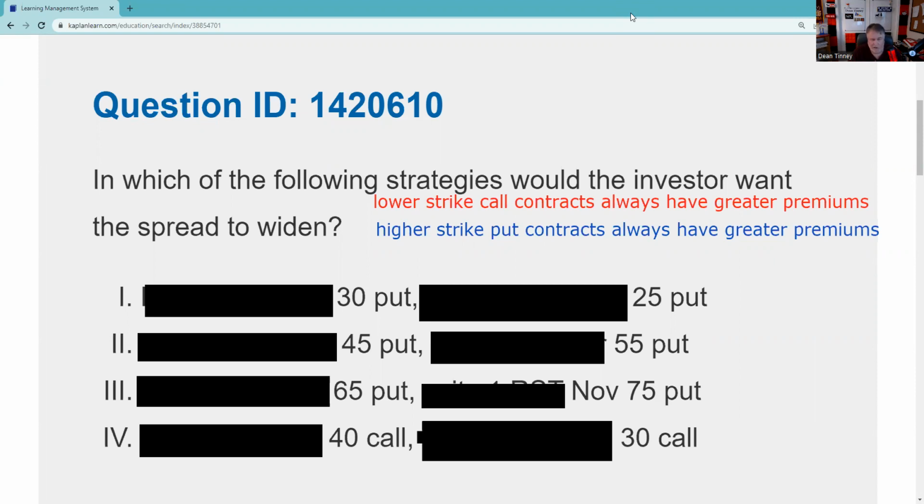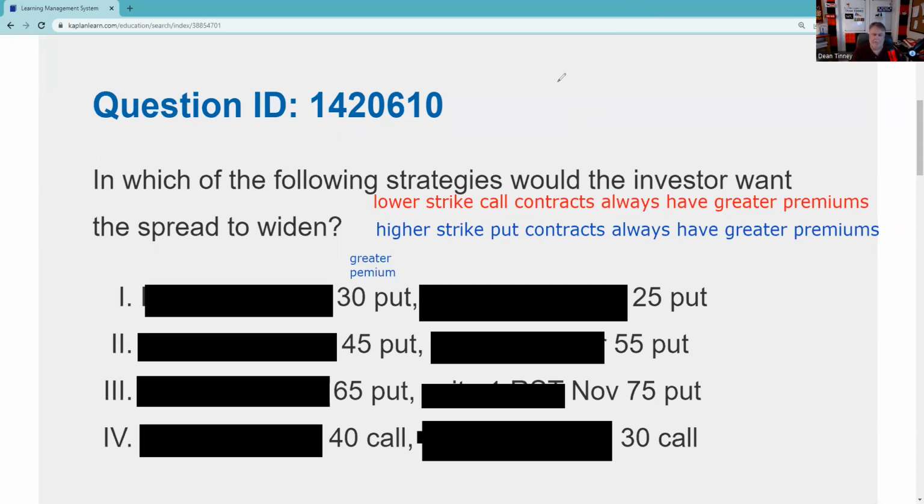You also need to know that higher strike put contracts always have greater premiums. If we're looking at this, the choice to sell at 75, a higher price, is more desirable. People who sell them know that and charge accordingly. So it doesn't matter whether you're long or short. That is the relationship. All right, so now we're going to go through. I've taken the liberty here of marking out the stuff that's not pertinent at this point, because what we want to do is look at these premiums.